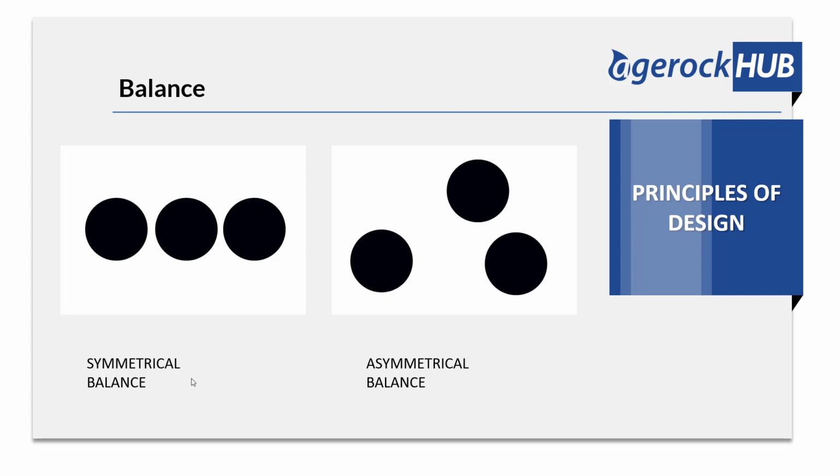So if a line goes through here, whatever we have on the left will be the same as what will be on the right. If a line goes through this way, whatever we have at the top will be the same as what is at the bottom.